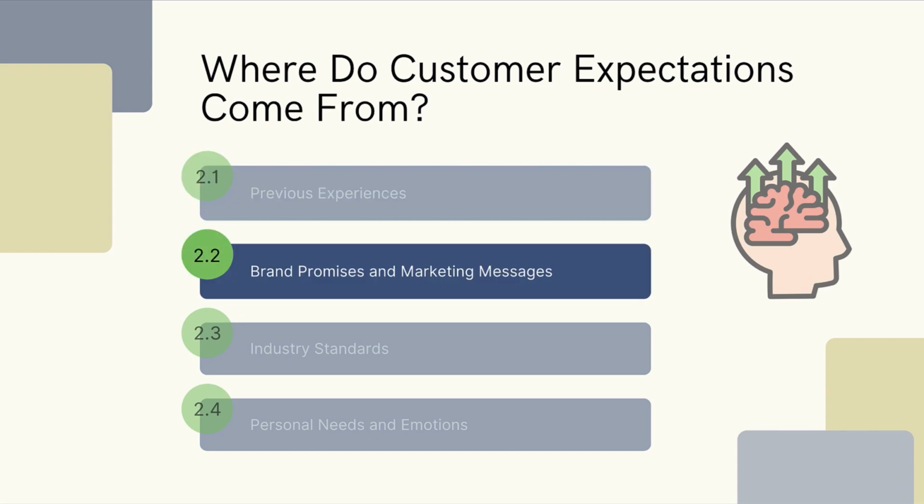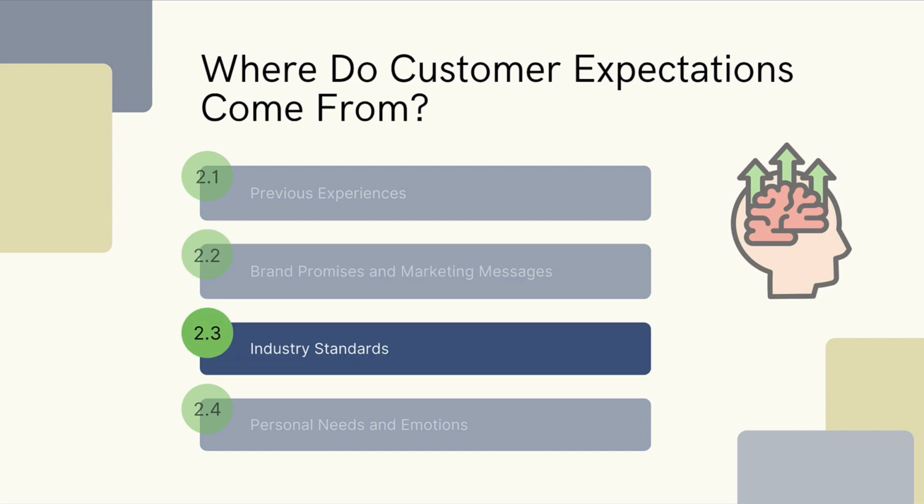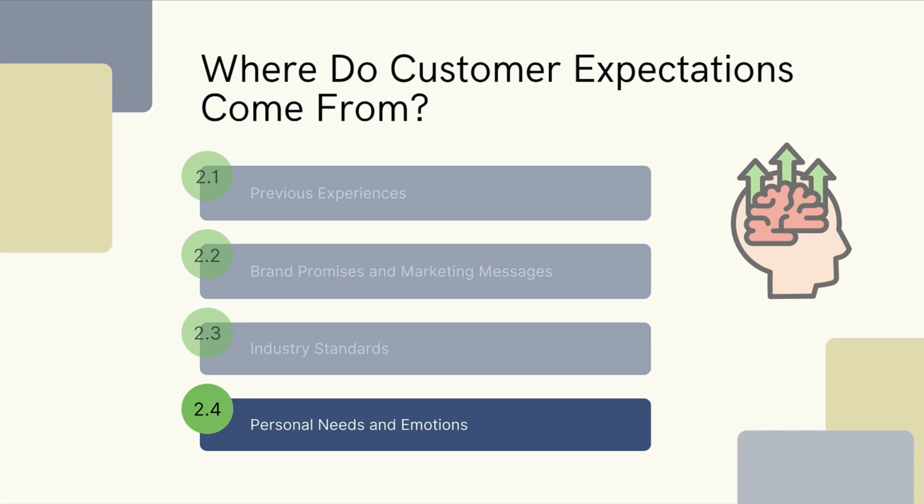Brand promises and marketing messages. What your company says creates expectations. Example, if a website says 24/7 instant support, then waiting 15 minutes already feels like a failure, even if it's reasonable. Industry standards. Customers compare you with competitors, not with your internal rules. Example, "I can return products for free on other websites. Why not here?"